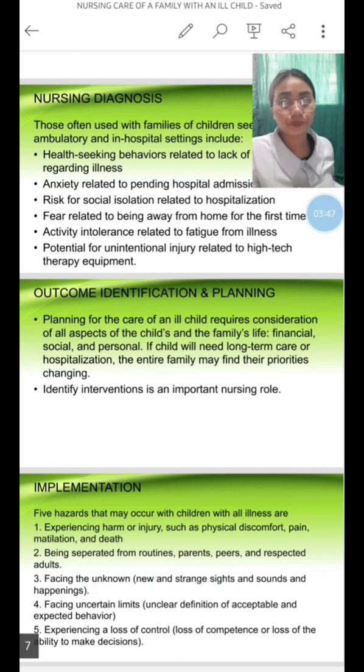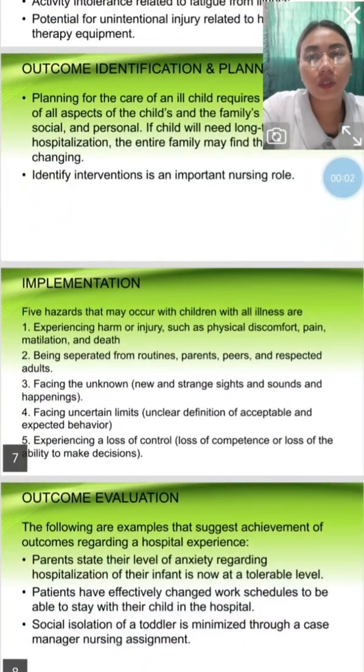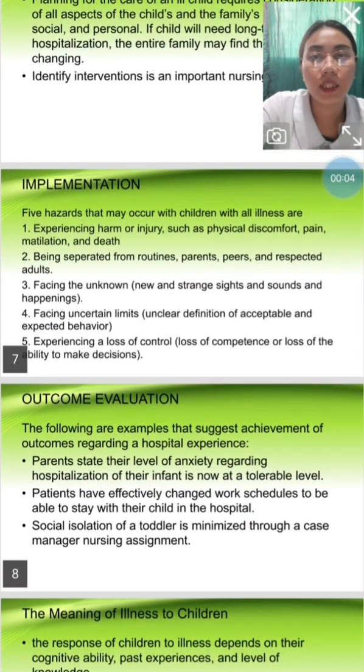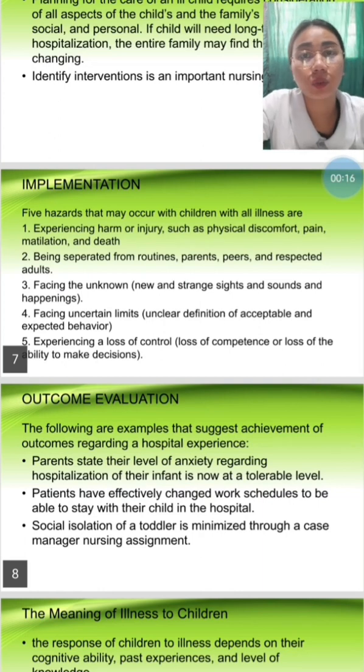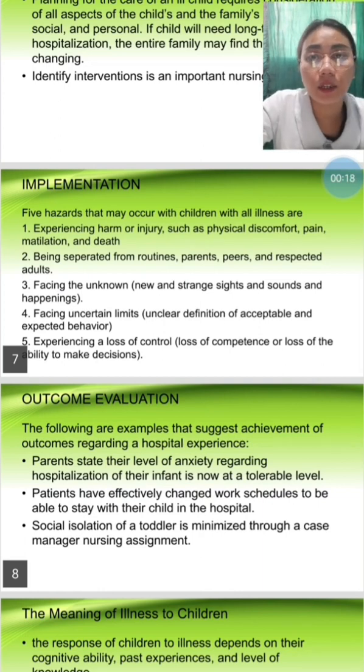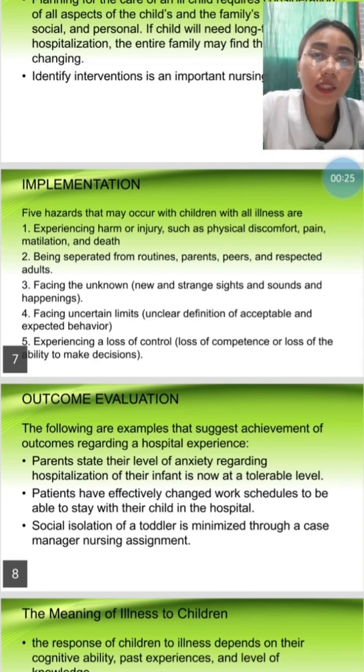So, let's proceed to the implementation. For the implementation, there are five hazards that may occur with children with illness. These are, first, experiencing harm or injury such as physical discomfort, pain, mutilation, and death.